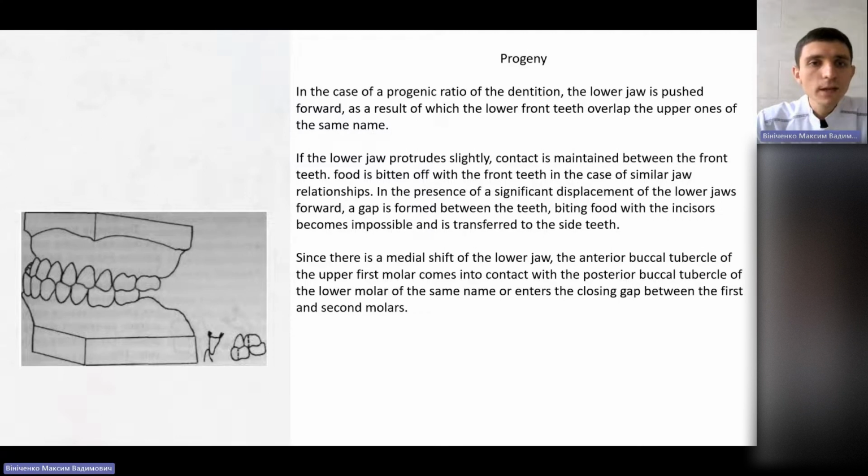Since there is a medial shift of the lower jaw, the anterior buccal tubercle of the upper first molar comes into contact with the posterior buccal tubercle of the lower molar of the same name or enters the closing gap between the first and second molars. You can see this in the lower right corner.